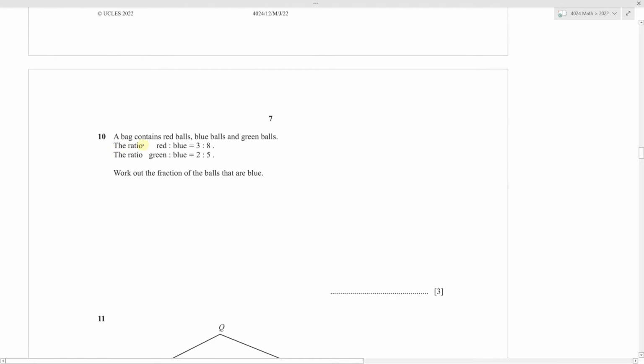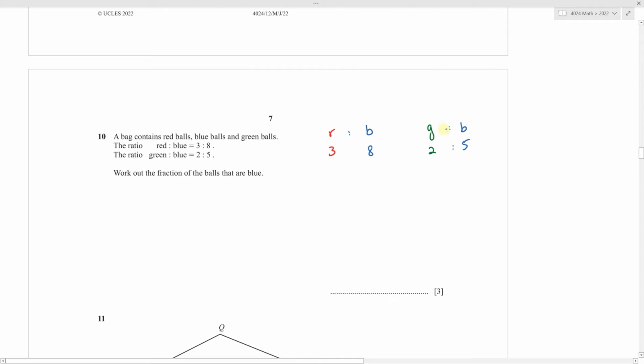Question number 10. A bag contains red balls, blue balls, and green balls. Red ratio blue is 3 ratio 8, and green ratio blue is 2 ratio 5. So you have red ratio blue. So let me write it down. Red ratio blue. Blue is 8 and red is 3. And then you have green ratio blue. So green ratio blue. Green is 2, and then blue is 5.